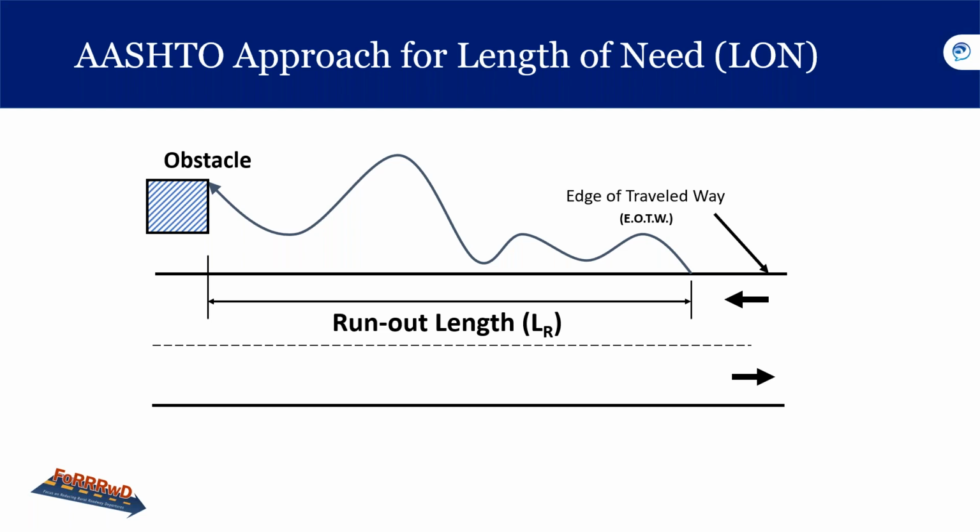The assumption is that a driver will try to bring the vehicle under control and try to return to the roadway. If he or she is behind a barrier, then the only choice is to bring the vehicle to a stop. So the whole process hinges on the run-out length, defined as the stopping distance off the pavement.